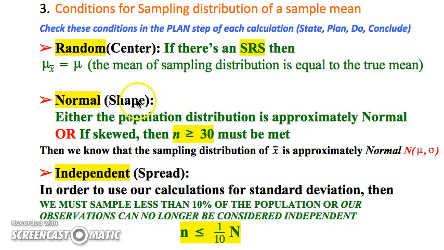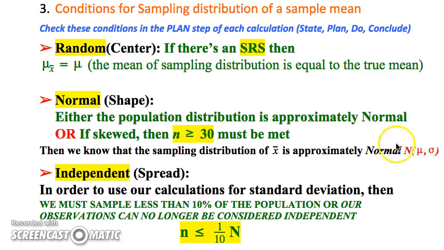The normal condition is shape, since a normal distribution would describe shape. So there's two ways it can be satisfied for a sample mean. If we're sampling from a population that is approximately normal, then it's met and you don't have to go on. If we're sampling from a distribution that's skewed, then we need a sample size of at least 30, and that's the central limit theorem. We need a sample size of at least 30 so that we know that the sampling distribution is approximately normal. So either one of those could be met. The population is approximately normal, or our sample size is at least 30.